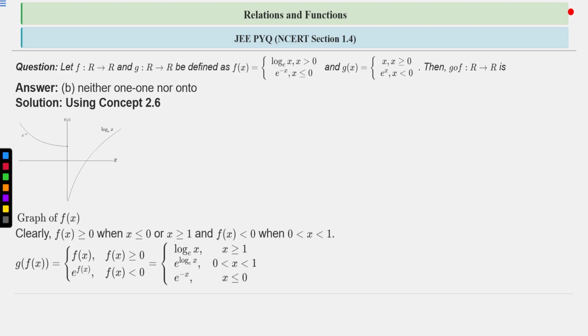g of f(x) will be equal to f(x) when f(x) is greater than or equal to 0, and e to the power f(x) when f(x) is less than 0. It will be equal to log x when x is greater than or equal to 1, and e to the power log x when x is from 0 to 1, and it is equal to e to the power minus x when x is less than or equal to 0, right? Got it?